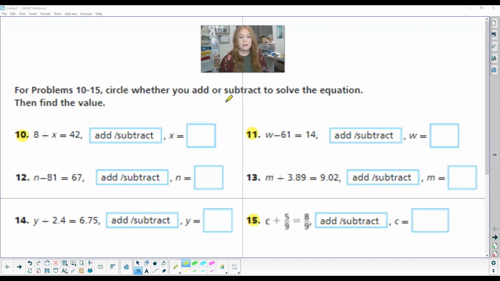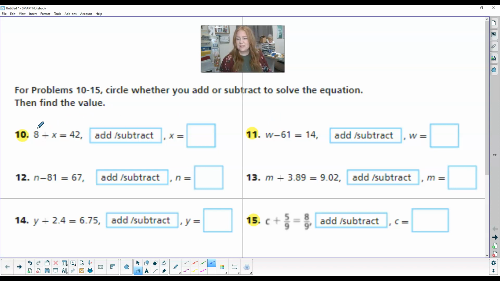For our 9.2 practice, you need to do numbers 10 through 15 on page 283, and then you get to choose any 7 problems from 285. So I'm going to do a few of these with you and then let you try the other ones on your own. For 283, it wants us to circle whether we have to add or subtract to solve. So not whether the problem tells add or subtract, but what we have to do to get the variable alone, and then we'll solve it.